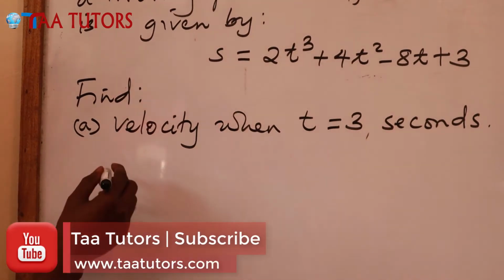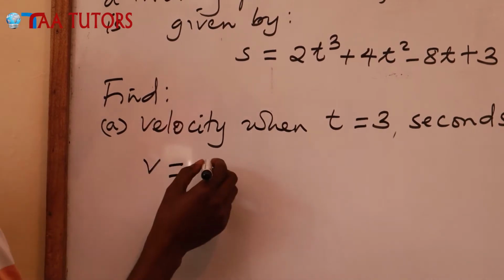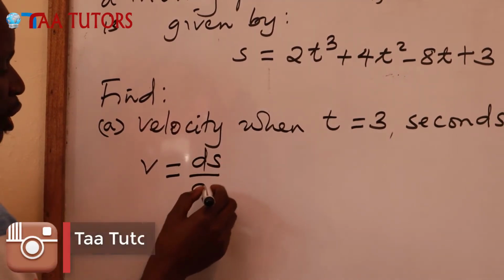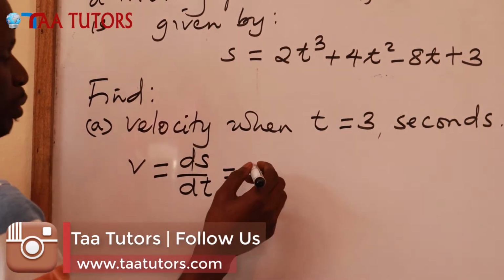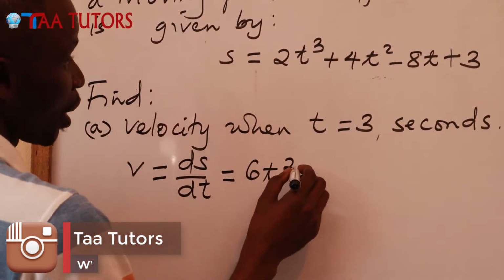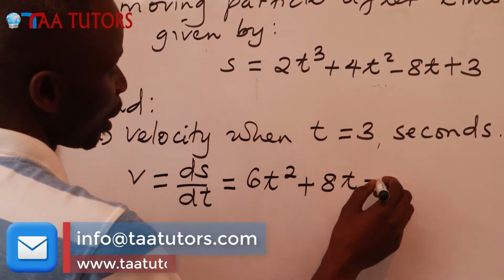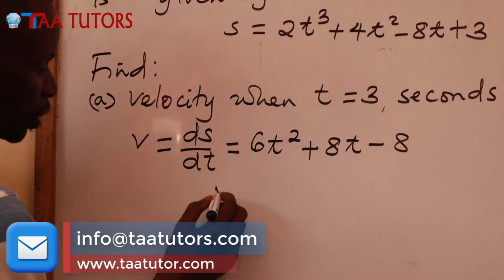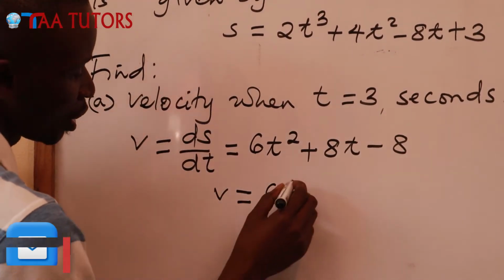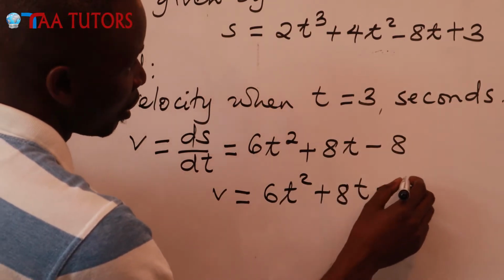We know that getting velocity is the same as differentiating the displacement function, which is ds/dt. If we differentiate this, it will be 6t squared plus 8t minus 8. This is our velocity function. So we are going to say v equals 6t squared plus 8t minus 8.